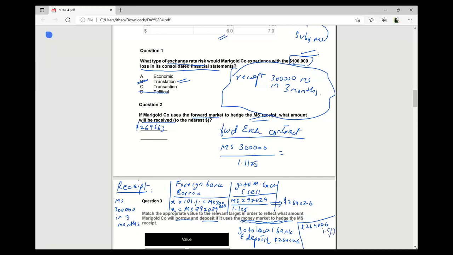Obviously, you have deposited dollars. So now you won't use the borrowing rate. You are borrowing shillings, so use the borrowing rate of shillings. Now you are depositing dollars, use the deposit rate of dollars, 1.5%.